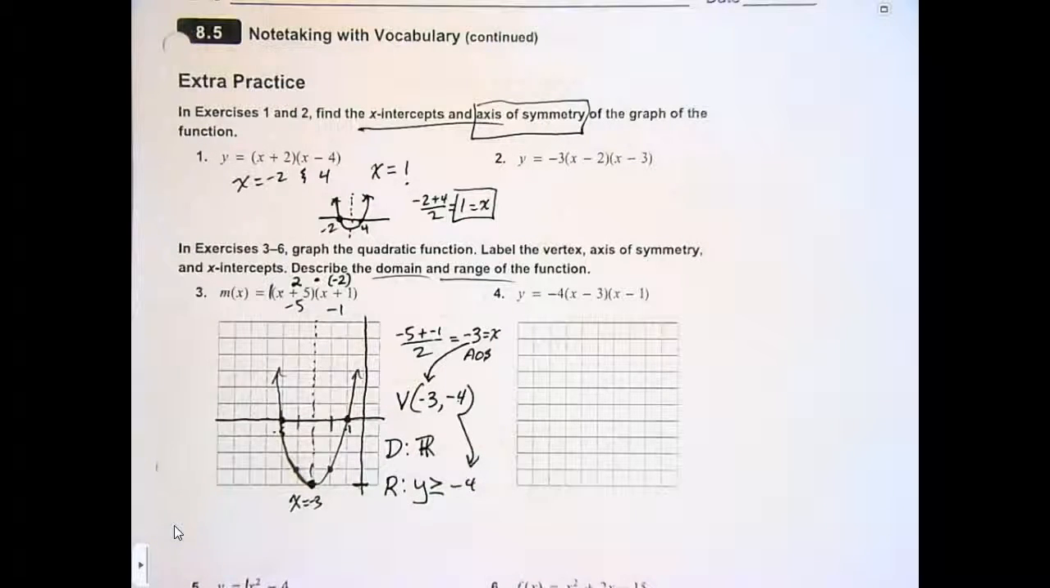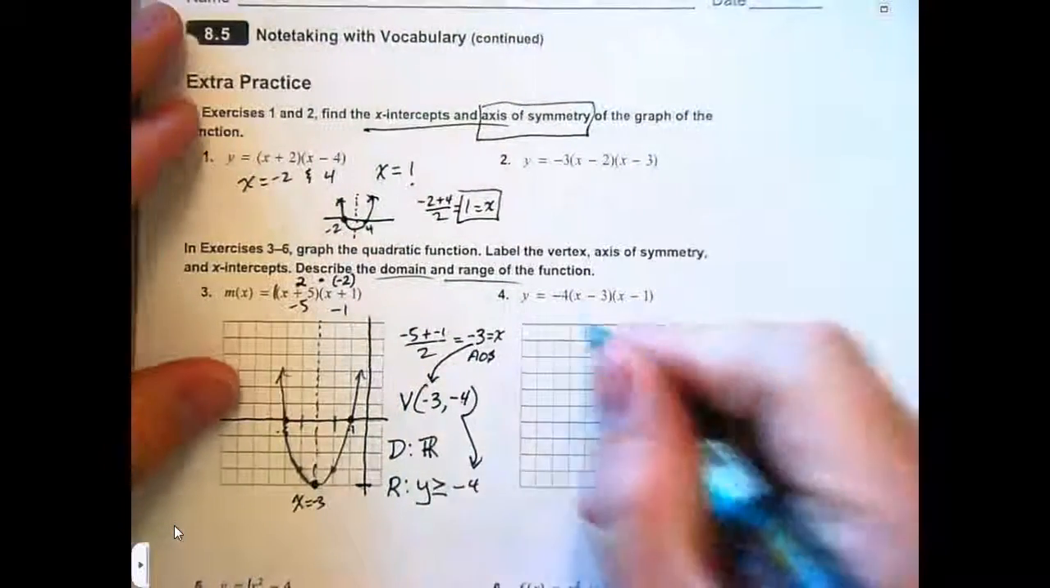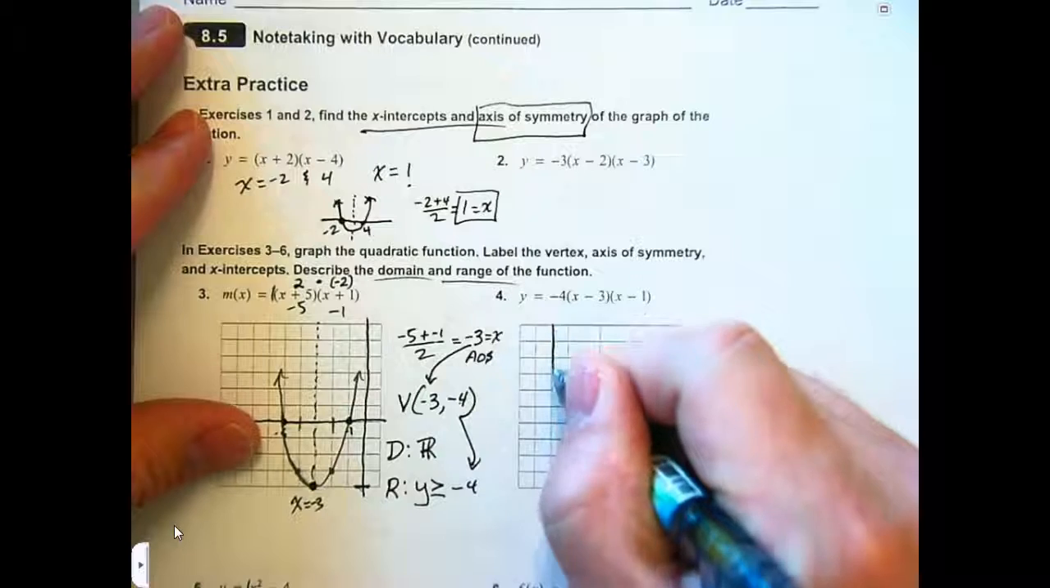8.5 extra practice. We did some of them yesterday. Asked you to finish these other ones. Okay, to begin with this first problem right here, you're asked to graph it.